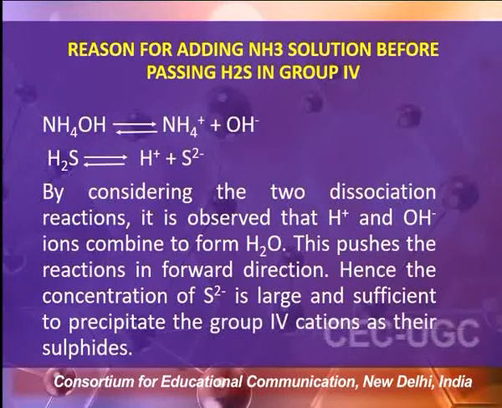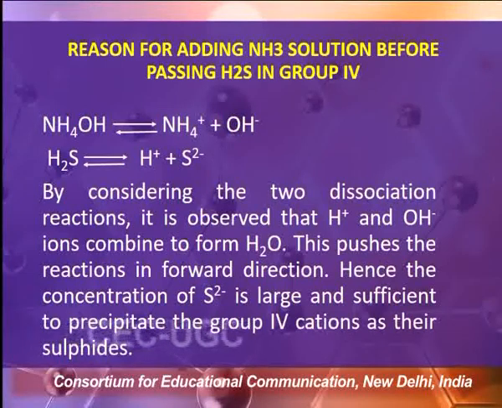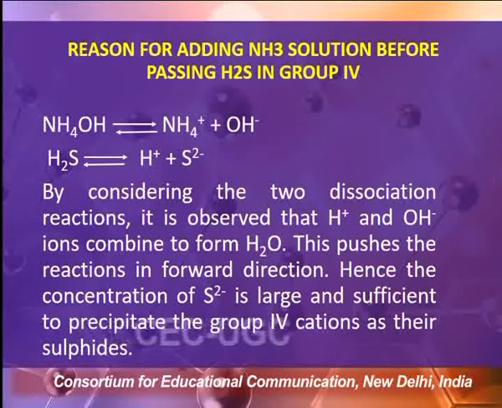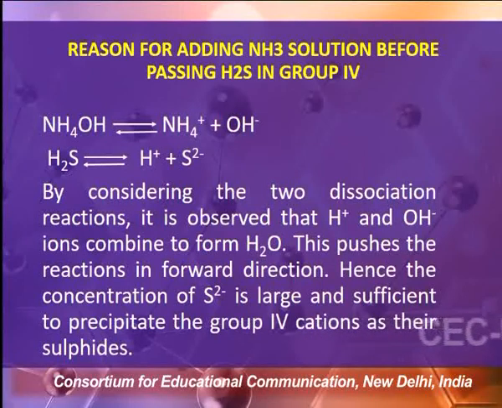The reason for adding ammonia solution here before passing H2S for group 4 is explained as follows. Ammonium hydroxide is weakly dissociated to produce ammonium ions and hydroxide ions. As we all know, ammonia is a weak base. H2S again is weakly dissociated to produce H plus ions and sulfide ions.